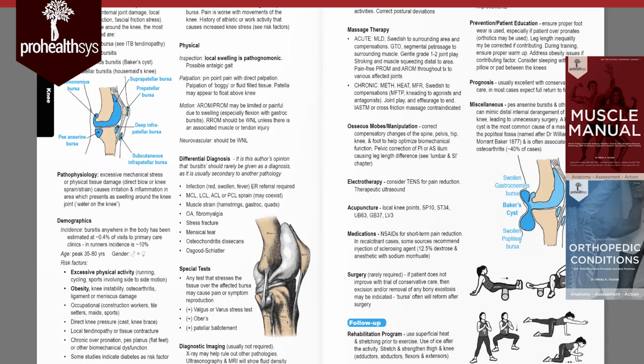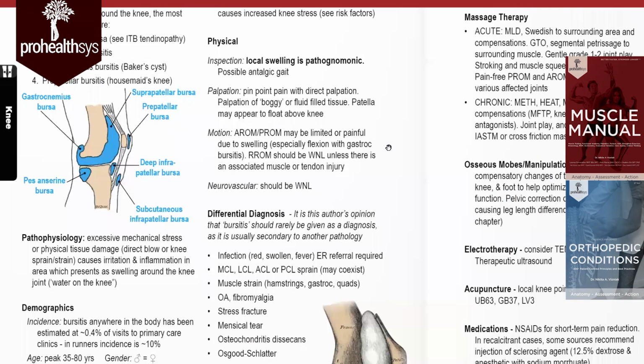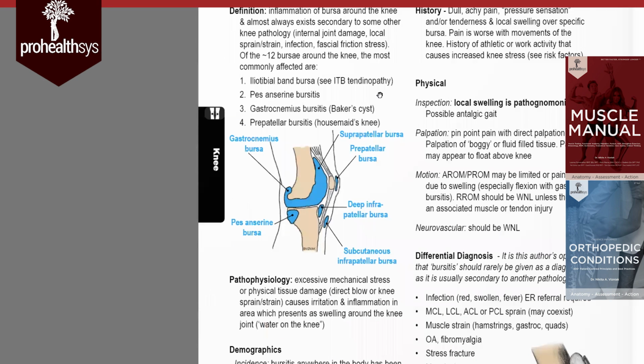So let's go ahead and have a look at this. It is a pet peeve I have for doctors and therapists who come up with this as their diagnosis. You might as well say the person has eyeballs, okay, or swelling. You have swelling. Well, yeah, knee bursitis doesn't really tell me too much. It tells me that I need to look deeper and figure out what the real cause of the pathology is.